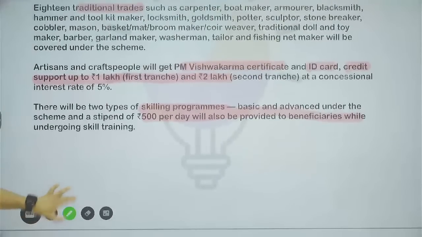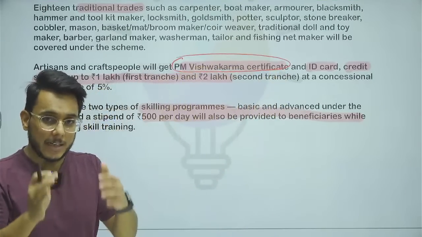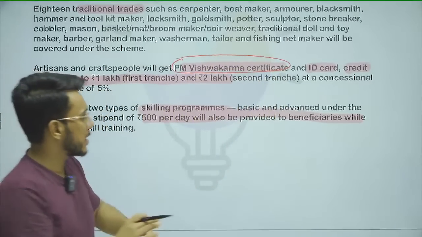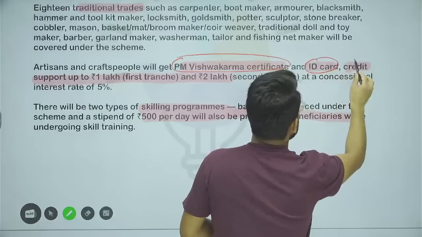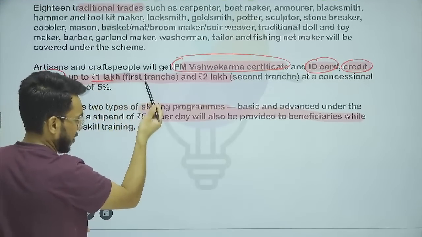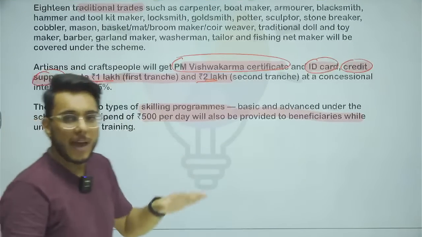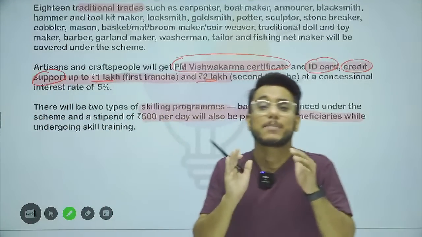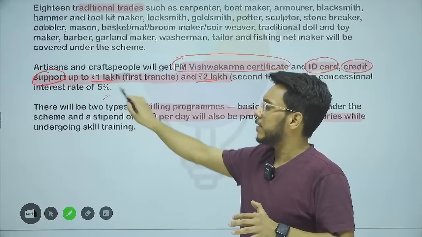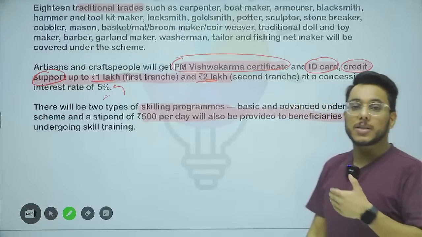all these artisans and traditional workers will be given the PM Vishwakarma certificate, which will certify that yes, they have these skills. There will be an ID card given to them. A credit support will be given up to 1 lakh rupees in the first go, and then 2 lakh rupees other financial assistance can be given to them. And this 1 lakh rupees and 2 lakh rupees financial assistance will be given at a subsidized interest rate of just 5%.